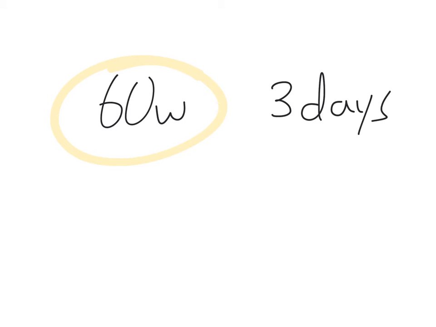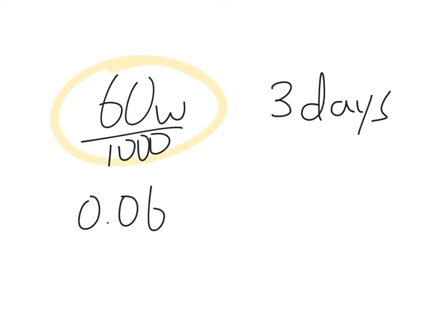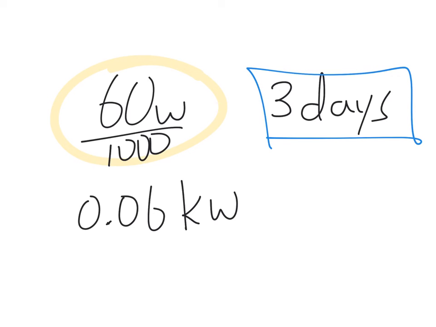That number there is in watts. And we've already figured out the electric company doesn't like watts. So we need to divide that by 1,000. So that gives me 0.06 kilowatts. Now, we talked about the fact that the electric company doesn't do days.